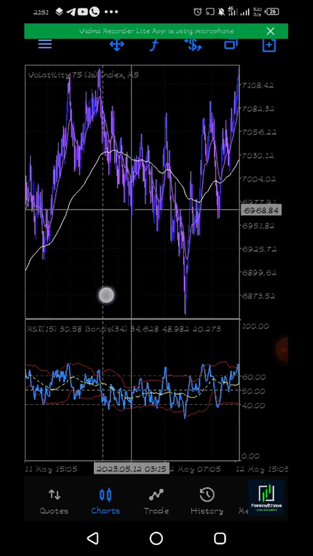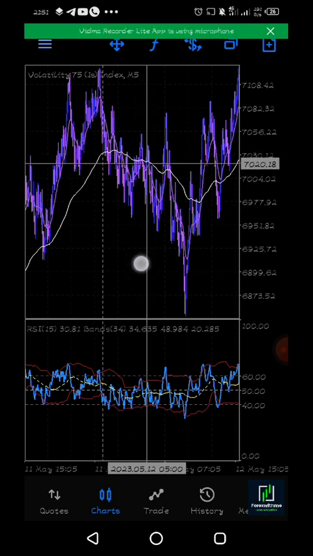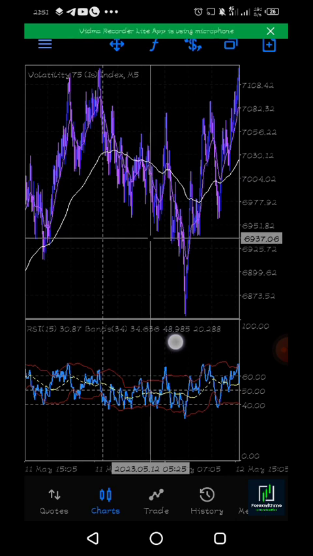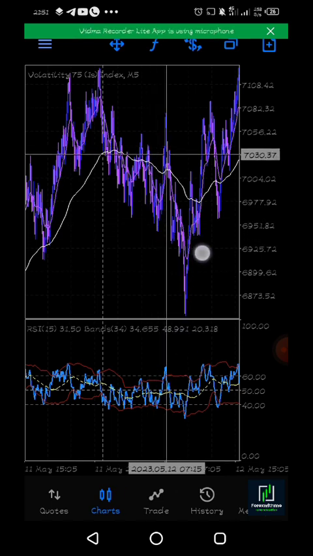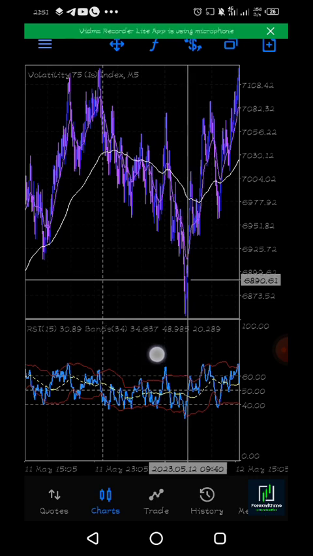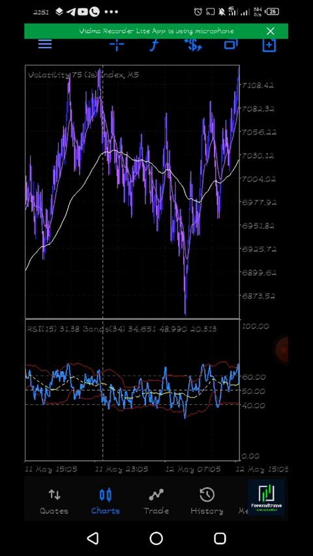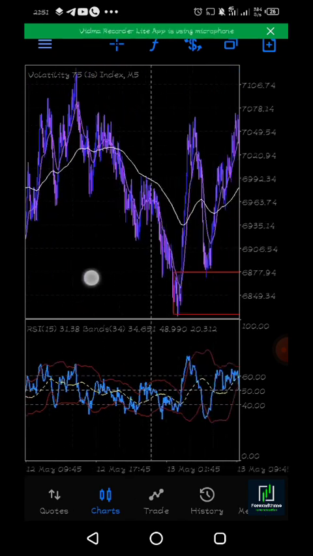So in this case now, I have two entries here. The first one, I take out my profits at the oversold. The second one, I take out my profit at the oversold. You can see this one came in a big way. So this is how to trade a trendy market.